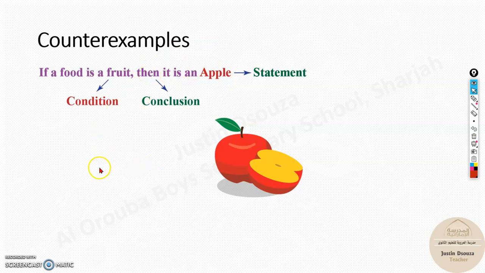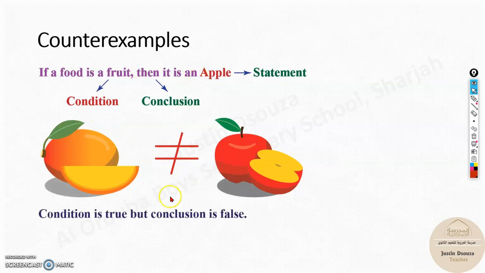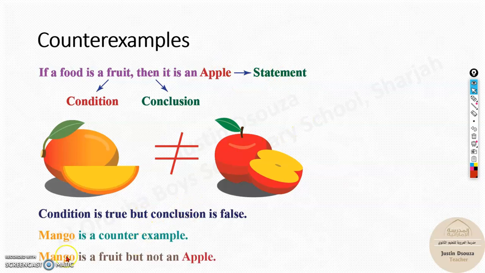Let's see for a counterexample some other fruit than apple. Say mango. It is not apple. Mango is another fruit, but it is not apple. So this condition is true, but the conclusion is false. Then what we come to know is mango is the counterexample to disprove this statement. So mango is a fruit, but not an apple. So this statement is disproved. This particular example which is used to disprove the statement is the counterexample.